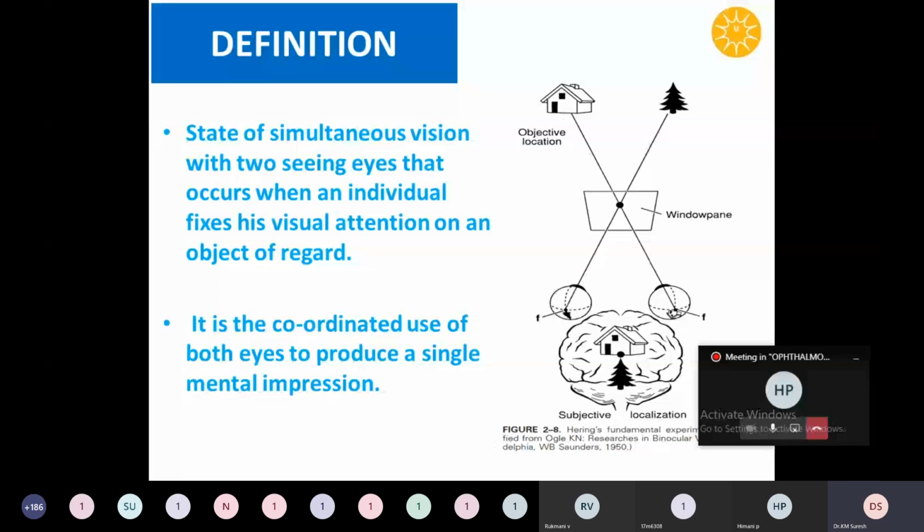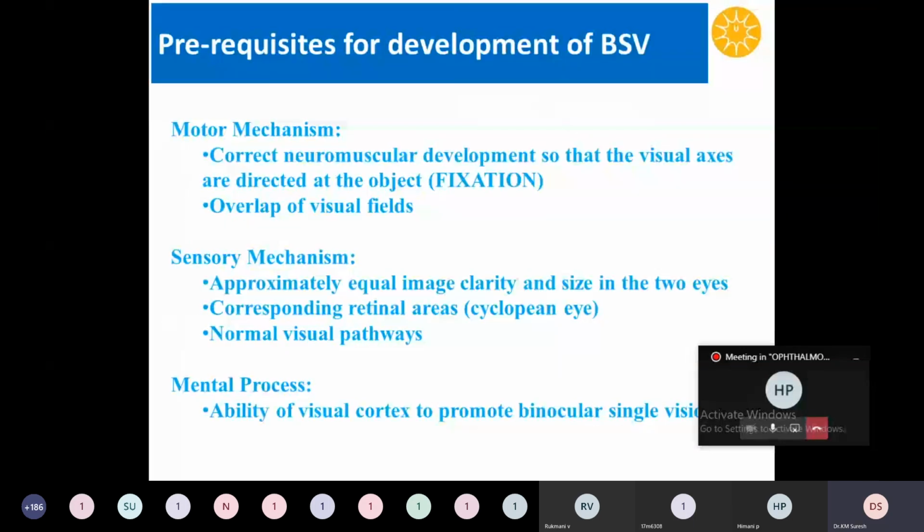What are the requisites for development of binocular vision? You have to have three components: a good motor mechanism, a good sensory mechanism, and a proper mental process that can fuse both the images in the brain. So what are the motor mechanisms? Correct neuromuscular development so that the visual axes are directed to the object. The object of interest is known as the fixation point, and there should be overlap of these visual fields.